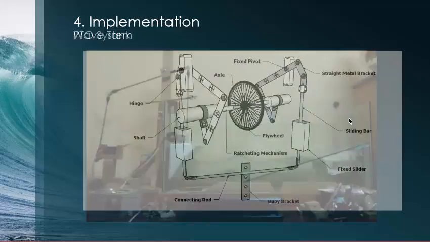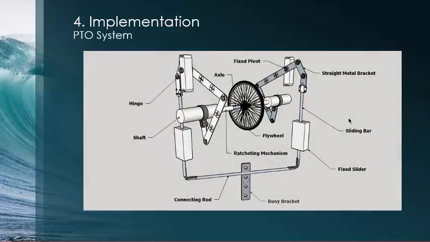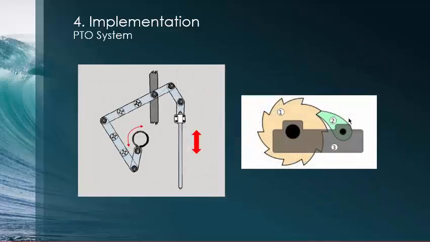The following system was designed for the PTO. Let us break it apart to better understand the operation. The two main components of the system are the mechanical arm on the left and the ratcheting mechanism on the right. The mechanical arm simply converts linear vertical motion into a rotational motion. The ratchet mechanism allows rotation in one direction only. In the configuration shown, the gear can only rotate anti-clockwise, while clockwise motion is blocked by the pole here.